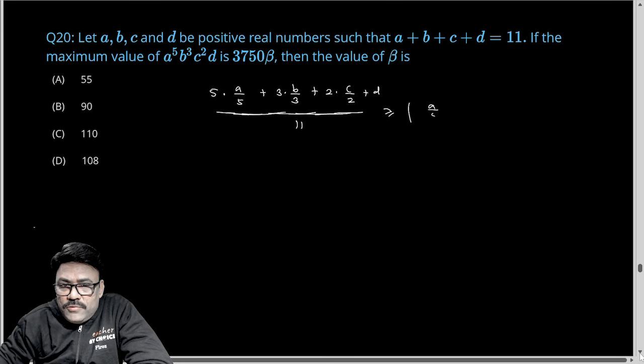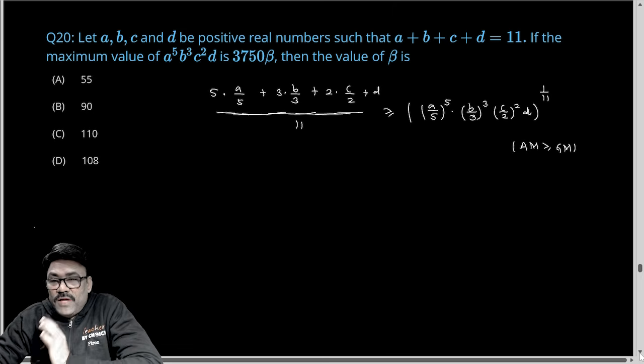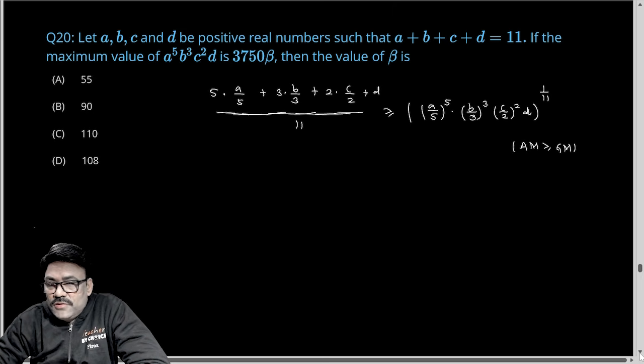A by 5 you are taking 5 times, so the product will be A by 5 raised to 5. B by 3 you are taking 3 times, so B by 3 raised to 3. C by 2 you are taking 2 times, so C by 2 whole squared. And D you are taking only once. Whole raised to 1 by 11. What I have written is AM greater than or equal to GM. You have 11 numbers: 5 times A by 5, 3 times B by 3, 2 times C by 2, and D. Arithmetic mean is the sum over 11, geometric mean is the product raised to 1 by 11.